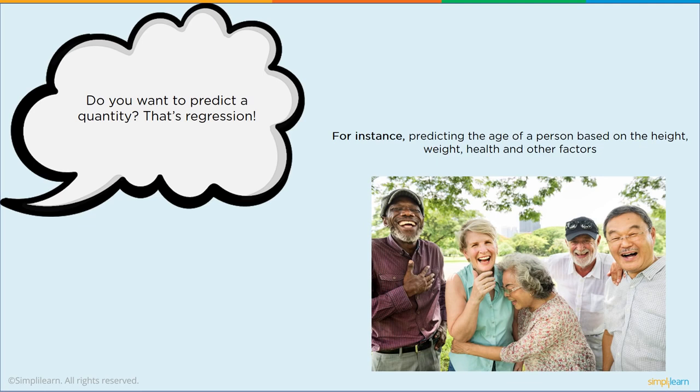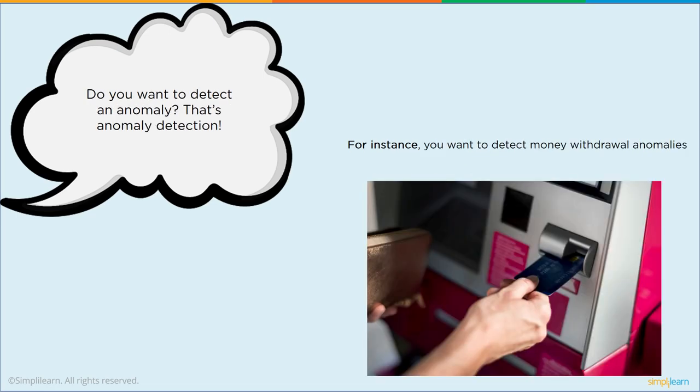And then there are a lot of domain-specific things, like do you want to detect an anomaly? That's anomaly detection. This is actually very popular right now. For instance, you want to detect money withdrawal anomalies. You want to know when someone's making a withdrawal that might not be their own account. We've actually brought this up because this is really big right now.